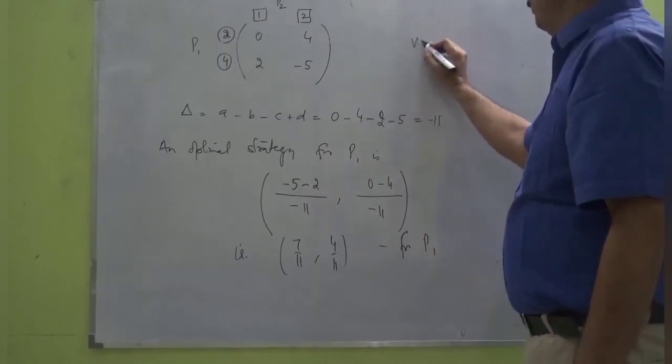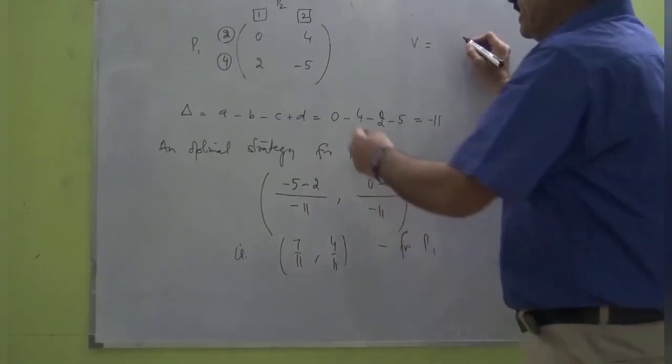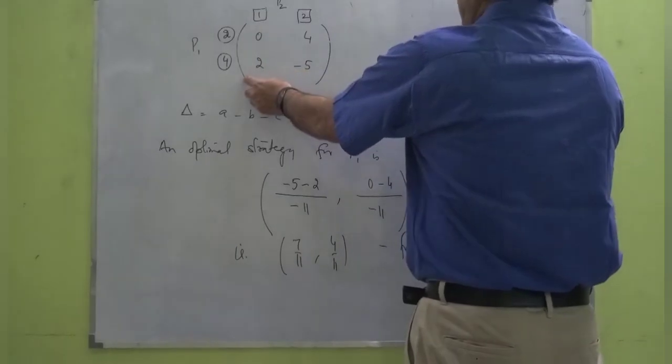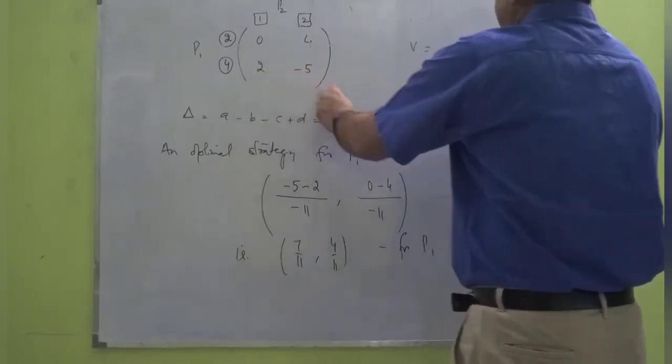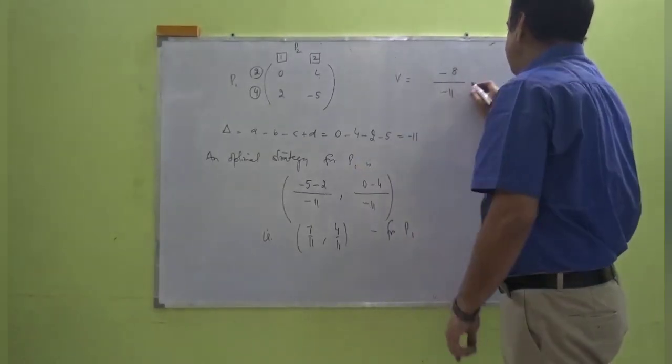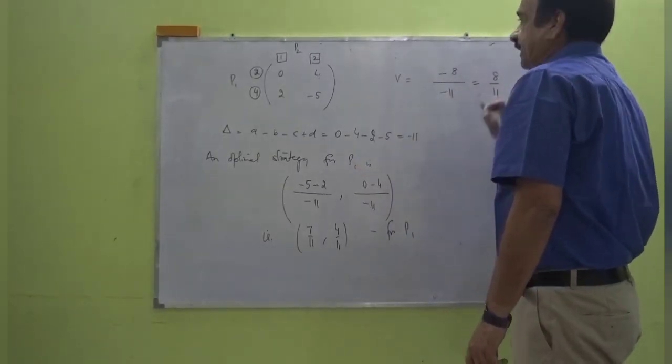And the value of the game V will be AD minus BC, the determinant, that is 0 minus 2 into 4, which is minus 8, and then divided by delta, minus 11, which is 8 by 11.